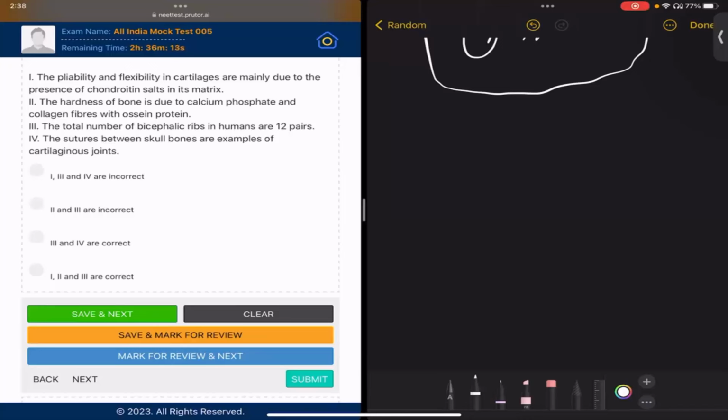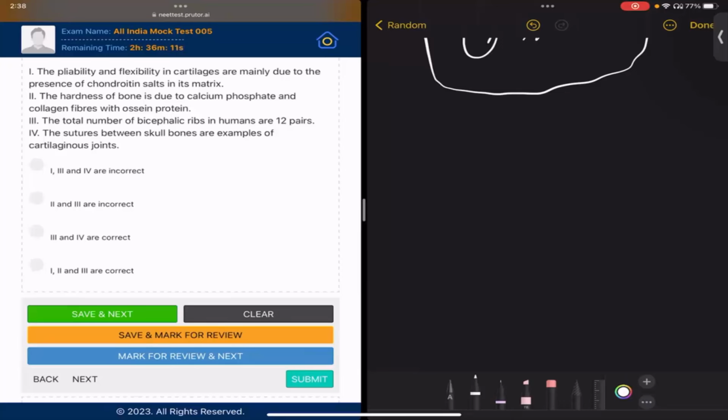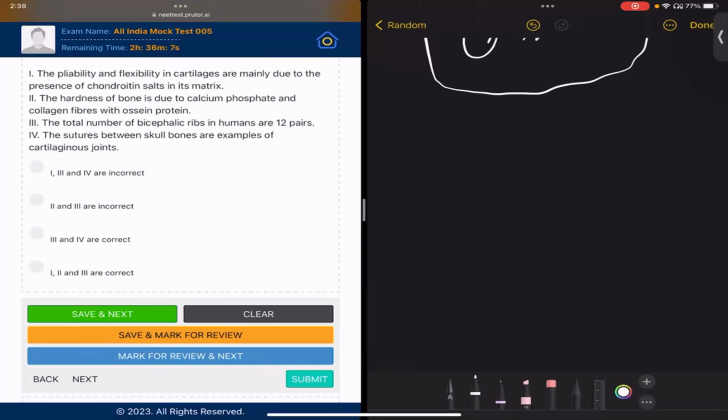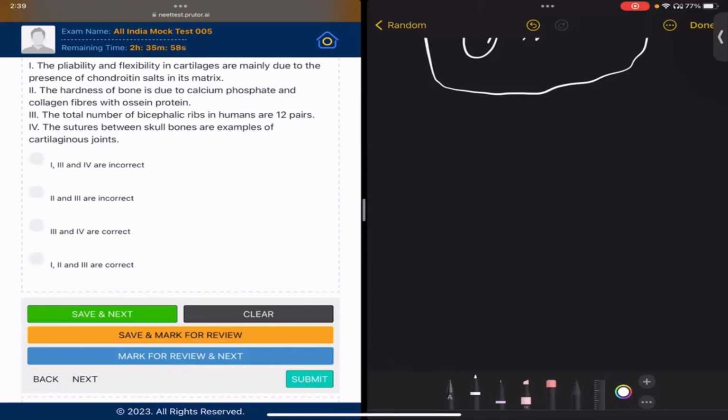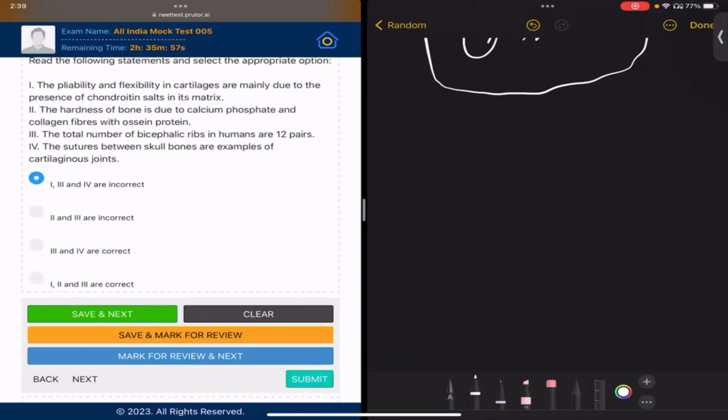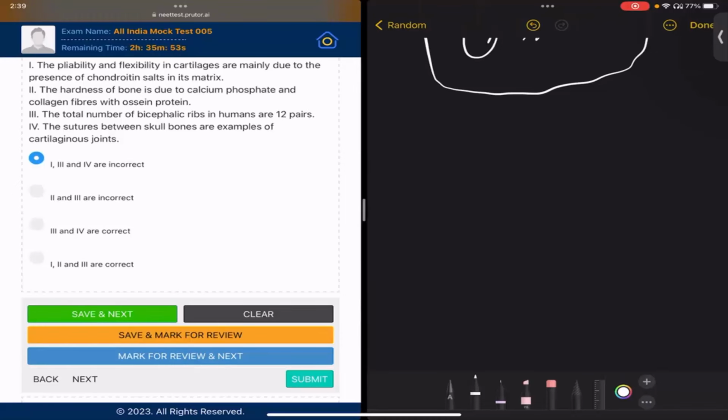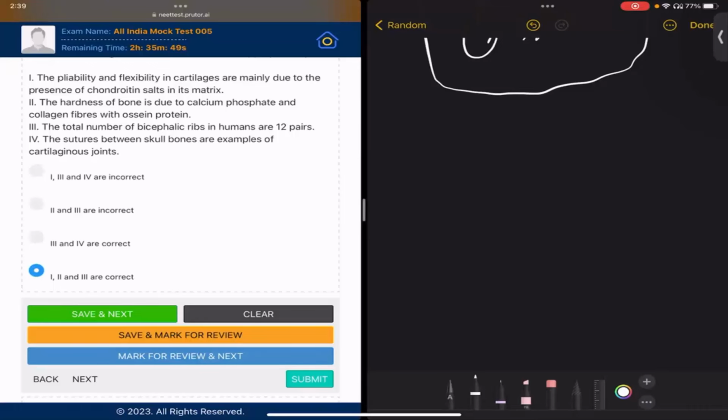Bicephalic. All ribs are attached to vertebra, so any rib that is getting attached to vertebra can be bicephalic. It is bicephalic. The sutures are not cartilaginous; these are fibrous. So 4 is incorrect. So we have 4 incorrect in which of the following? Only in option 1. 1, 2, and 3 are correct. This can also be a correct one. 4 is incorrect. All 3 are correct, right?